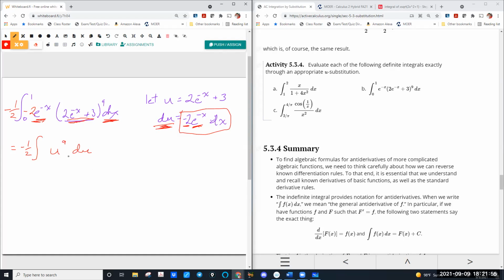This is nice because now we're down to a very basic antiderivative. Now, like I said, I like changing the limits, although they're not going to be very pretty on this one no matter what we do. Because if x equals 0, we have 2e to the -0 plus 3. E to the -0 is 1, times 2 is 2, plus 3 is 5. So that's our new lower limit. And then this one, not much we can do. When x is 1, that's our upper limit. It's not pretty, but it does save us having to sub back.